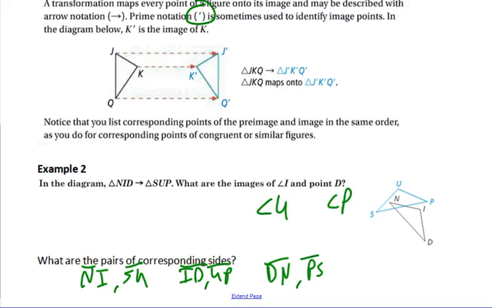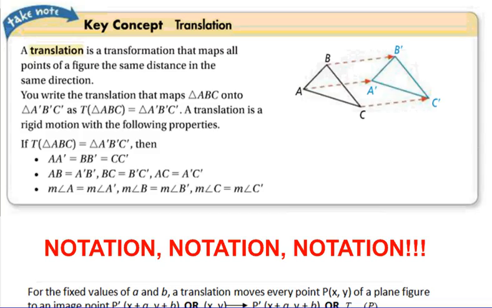All right, so that's some background on rigid motions and transformations. So let's focus on this first one just a little bit here with translations. A translation is a transformation that maps all points of a figure the same distance in the same direction. So we're just sliding the whole figure, not turning it at all, not flipping it, not rotating it, just sliding it. So we're going to put that right here, sliding it.